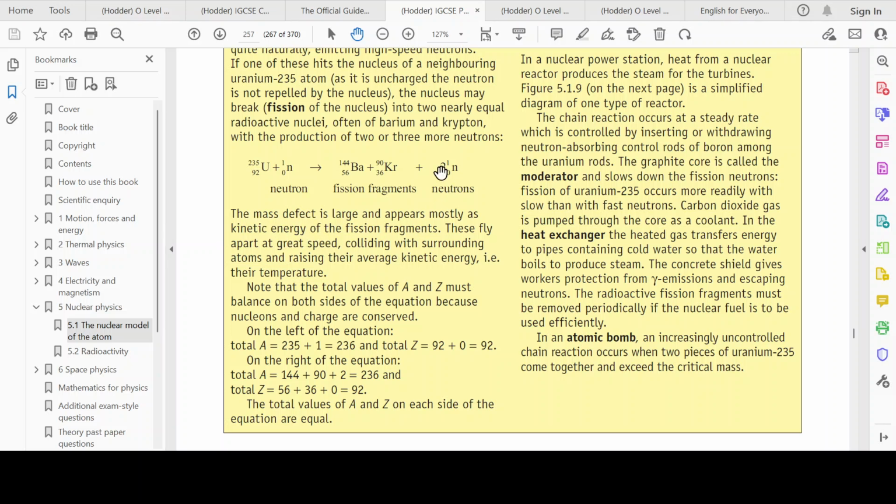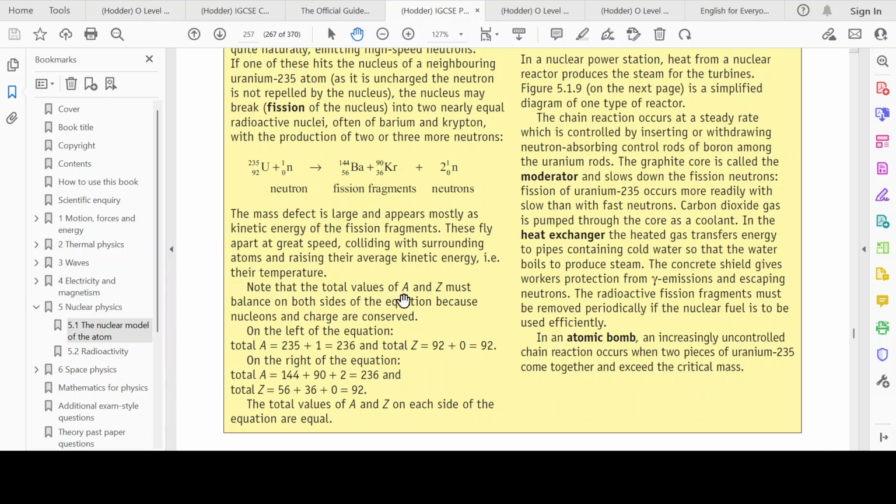So the fission fragments, right? These guys and the neutrons, they have a lot of kinetic energy. These fly apart at great speed, colliding with surrounding atoms and raising their average kinetic energy. And so the average kinetic energy of atoms or molecules is, sorry, not heat, temperature, right? And so the temperature rises.